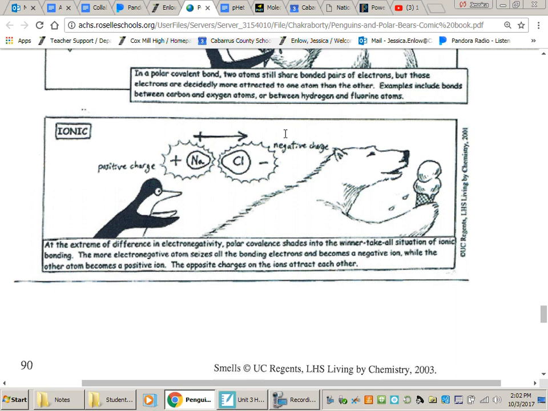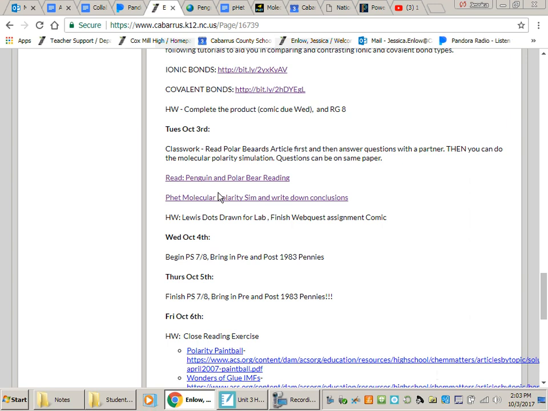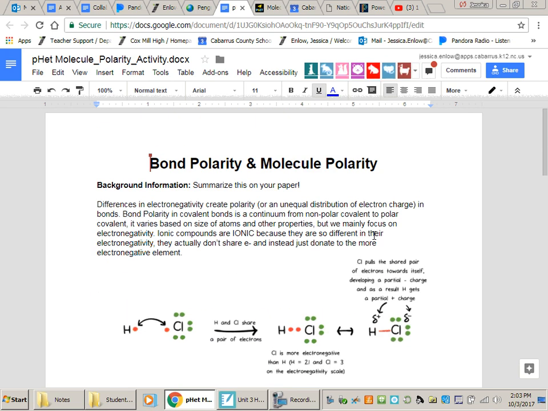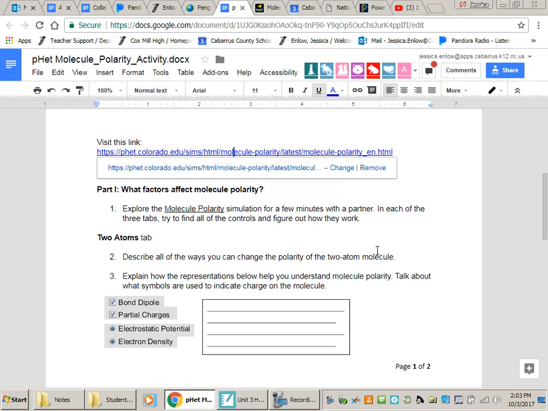Okay? Flip modes, go back to my website. I just want you to play with this first to see more of what we're talking about in action. Go to the other link where it says PhET molecular polarity sim, write down conclusions. Let's just get to the point where we can view it first. It gives you a little background information. I want you to read that. You see the paragraph? Read that first. I do want you to summarize it, but if we have to do some of this tomorrow, that's cool. Visit the link and play with this and see how you can change electronegativity, polarity, molecular polarity, and bond polarity. So literally play.